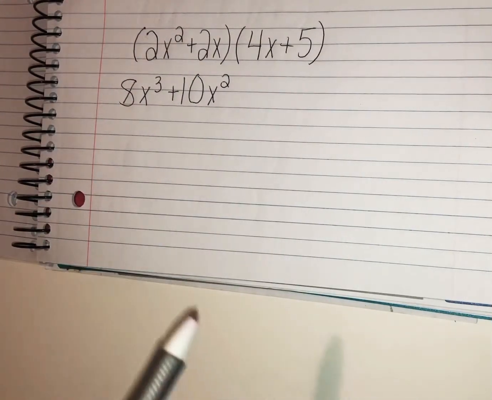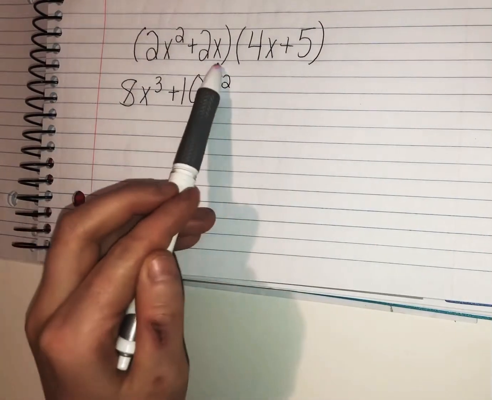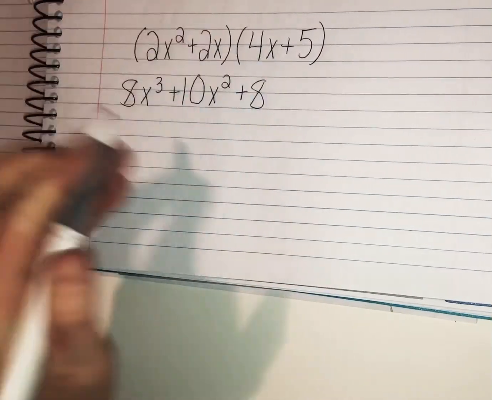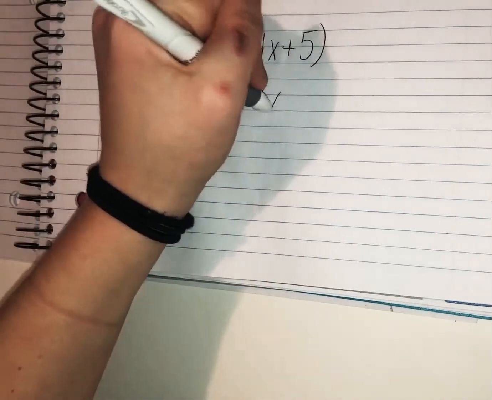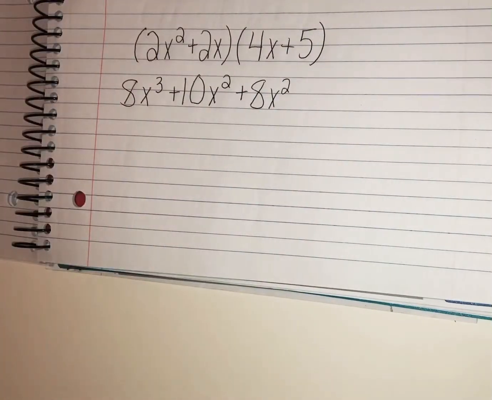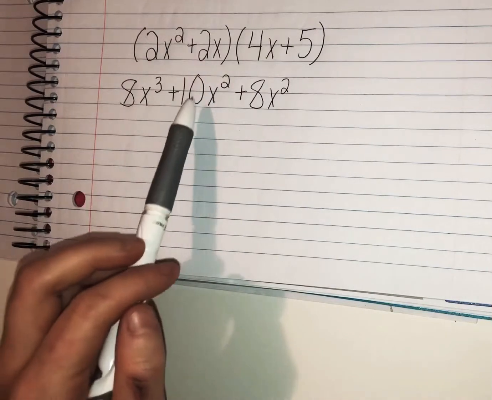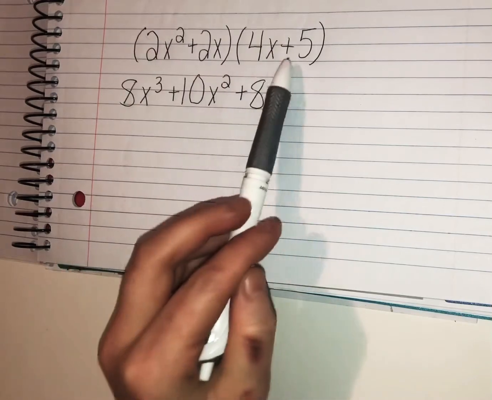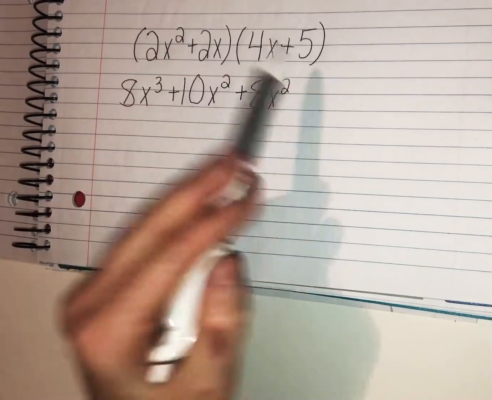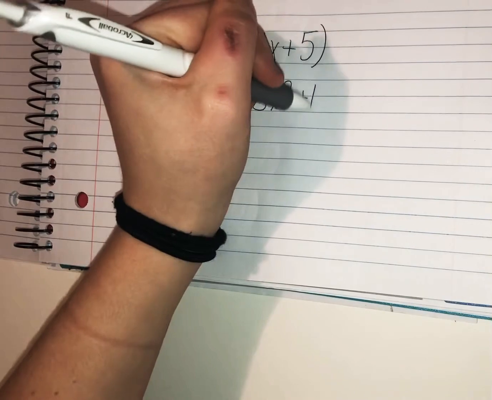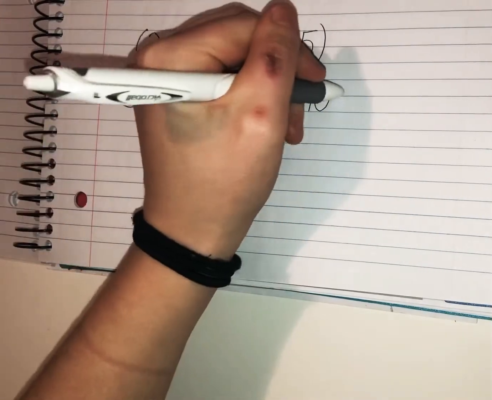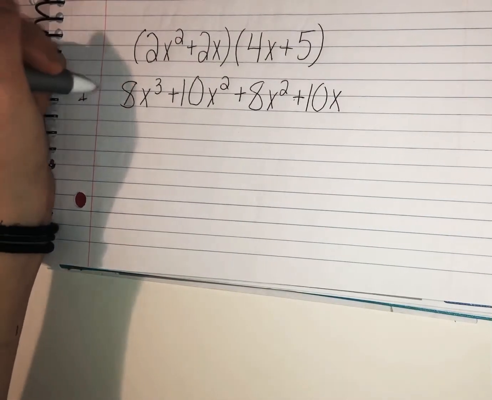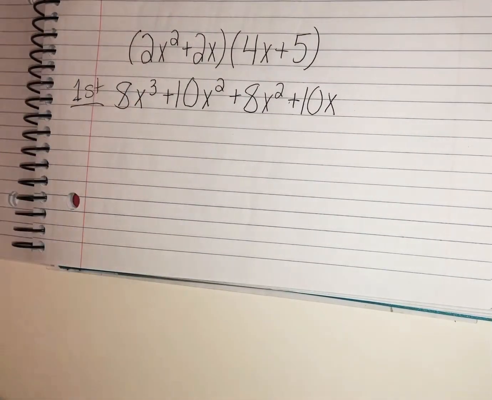Third step is to multiply the two inner terms, which is 2x and 4x. 2 times 4 is 8, and x times x is x squared. And then lastly, we multiply the two last terms of the parentheses, so that would be 2x and 5. 2 times 5 is positive 10, and we keep the x. So that was our first step. We FOILed, we are almost there, but we still have one more step.